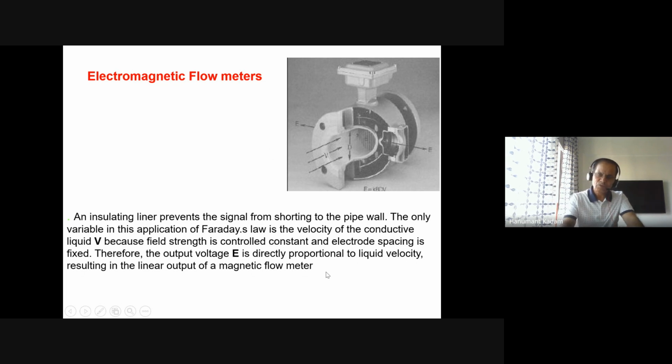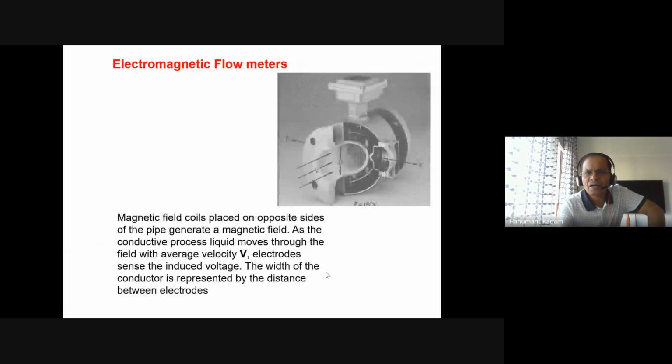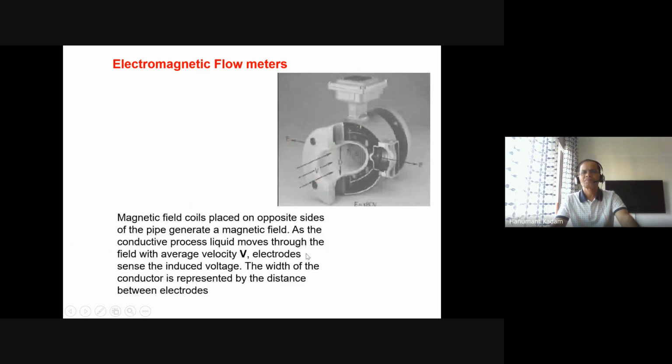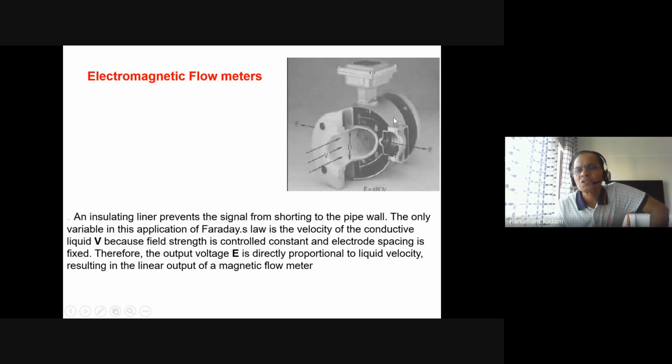This is very important. This equation is a linear equation, because E is directly proportional to the velocity of the fluid: k is a constant, B is a constant, and D is also constant. Therefore this is the principle used for measurement of flow rate. This is a magnetic flow meter. You have seen the construction also: the cut portion, electrode connection, coil, and inside portion of the pipe.